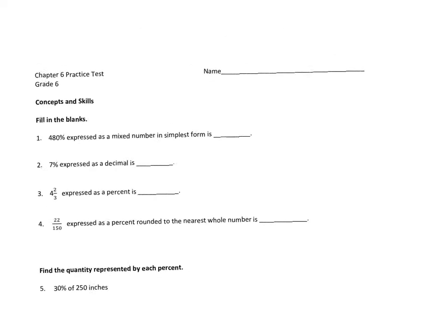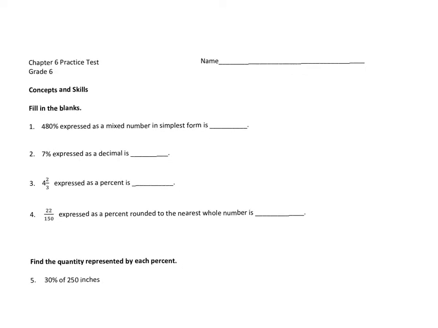Let's take a look at the first 4 problems on the practice test. Starting with this first one, 480% expressed as a mixed number in simplest form.